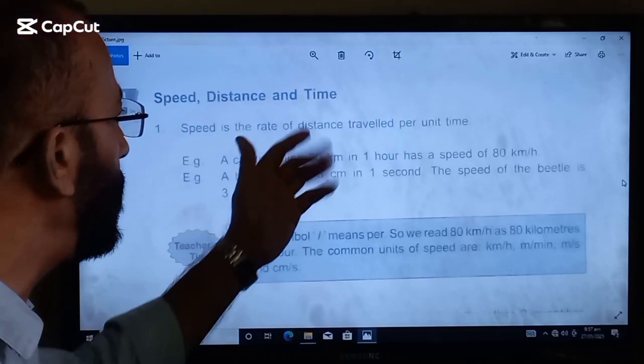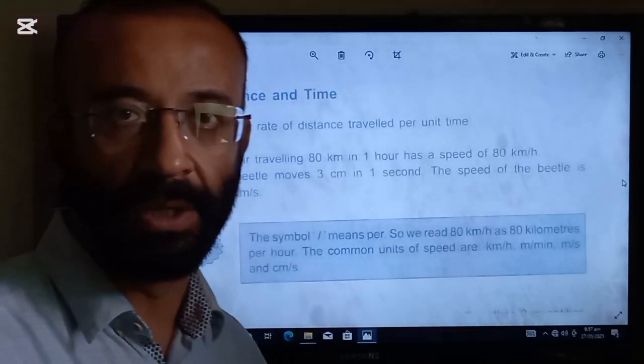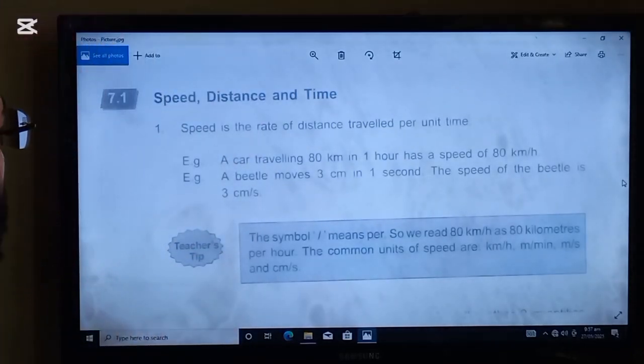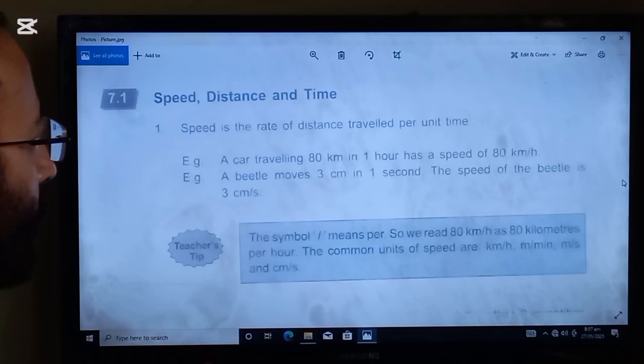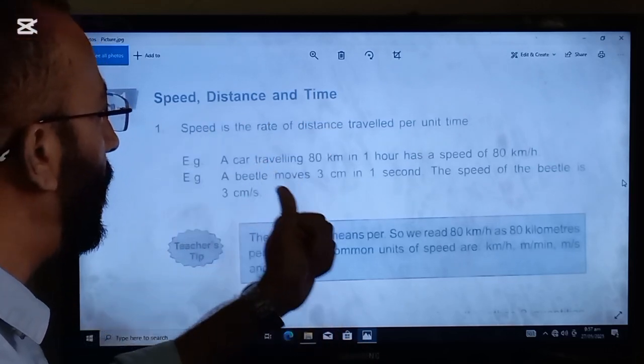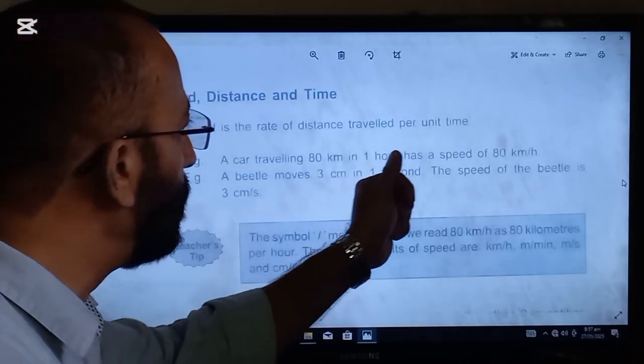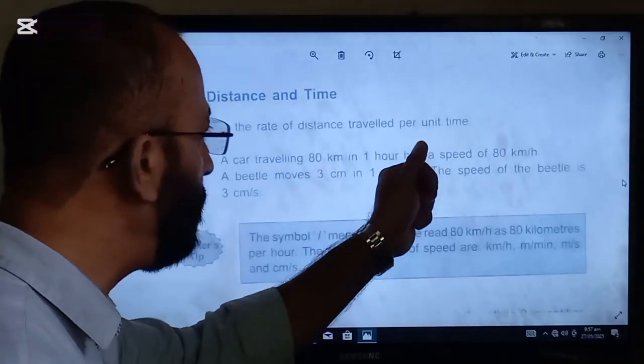Speed, distance, and time. So concentrate yourself. This is an important topic. The concepts and points you should remember and learn about speed, distance, and time are: speed is the rate of the distance traveled per unit time. This is the definition of speed.